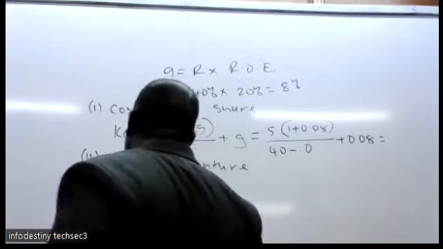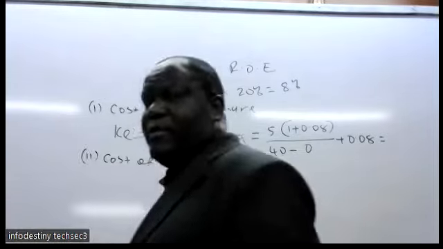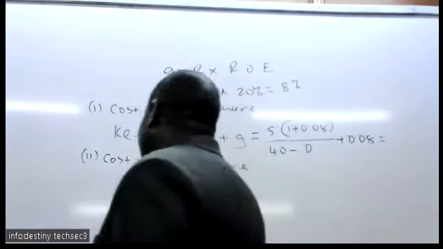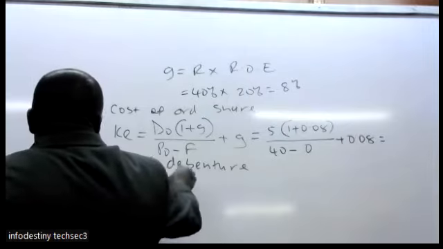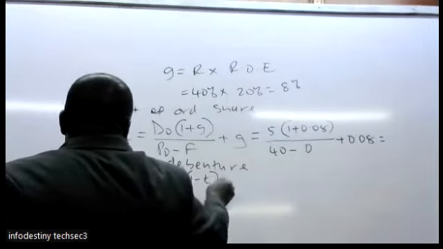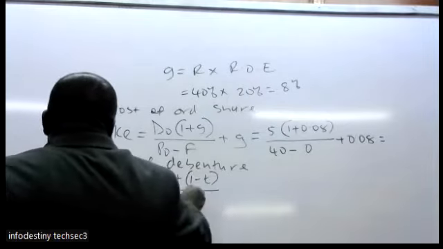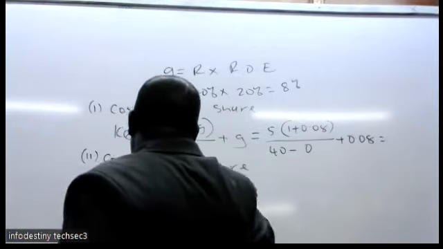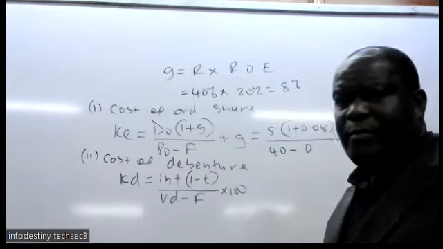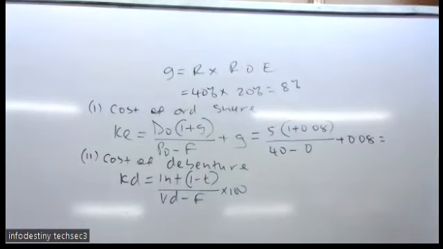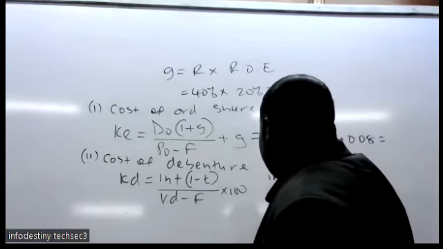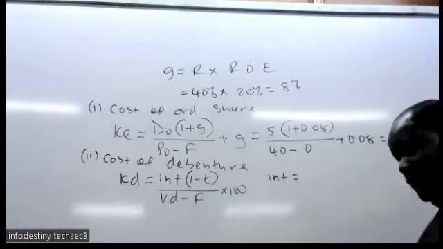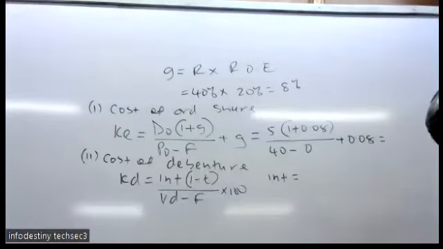That debenture is irredeemable. So when it is irredeemable, KD is supposed to be given by interest times (1 minus the tax rate), divided by the current value of the debenture. Then we subtract the flotation cost. We normally express it as a percentage. So first we calculate interest. Interest is always calculated on the par value.